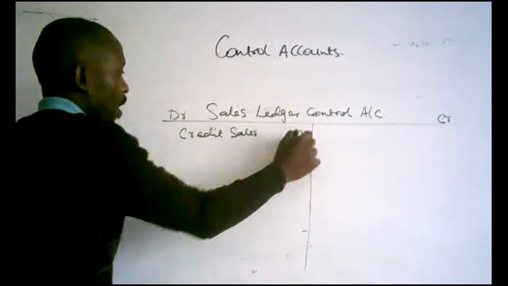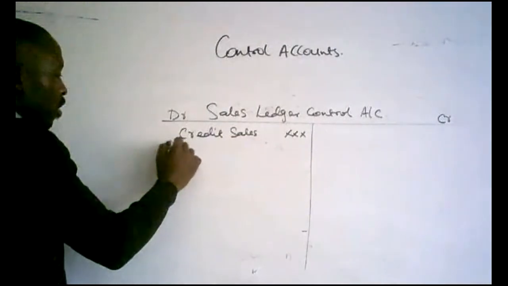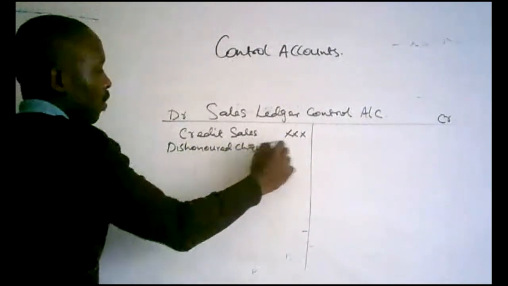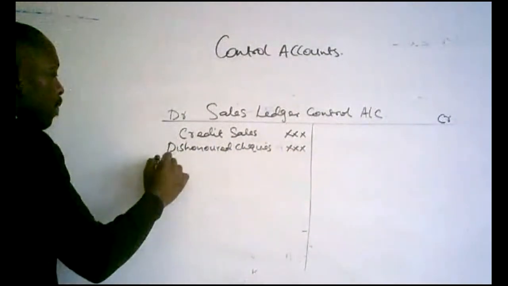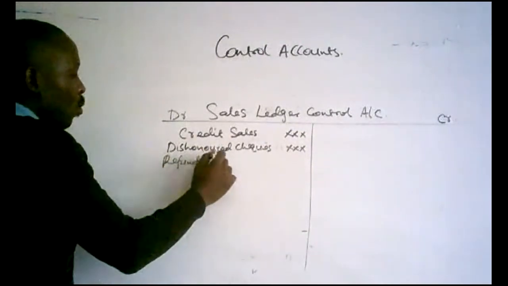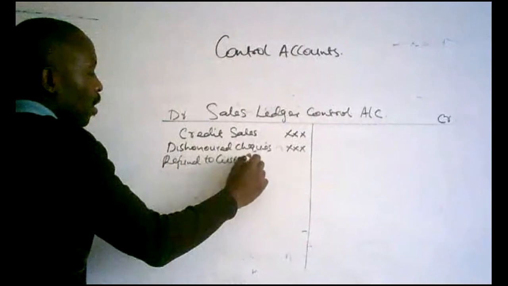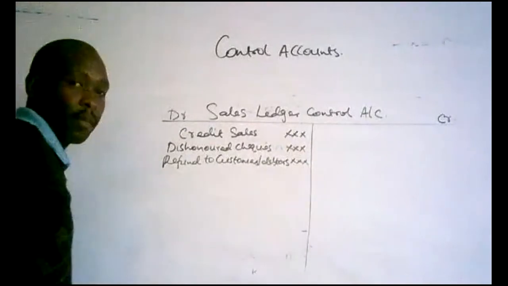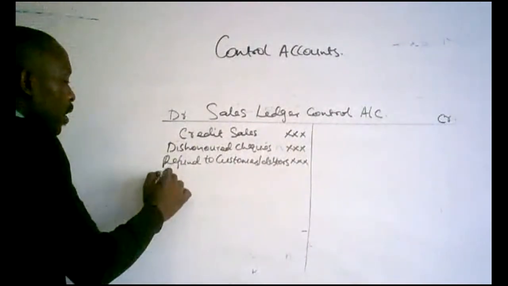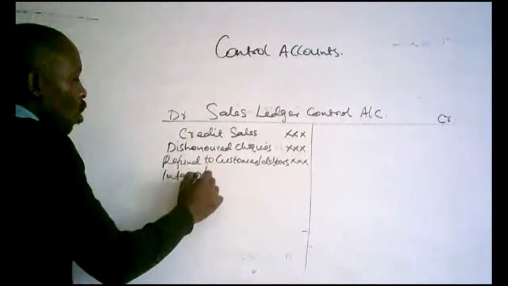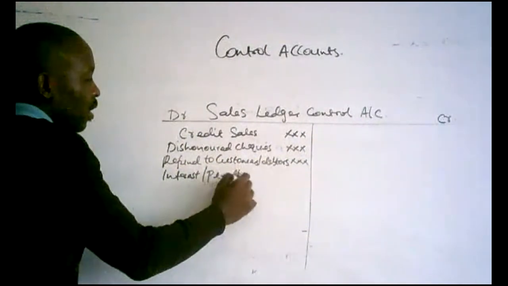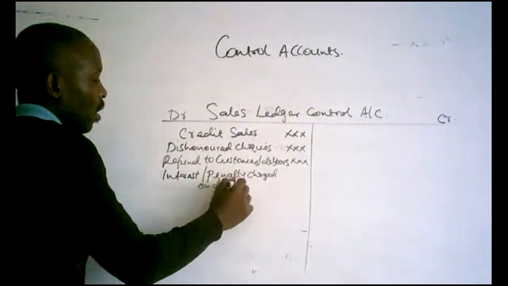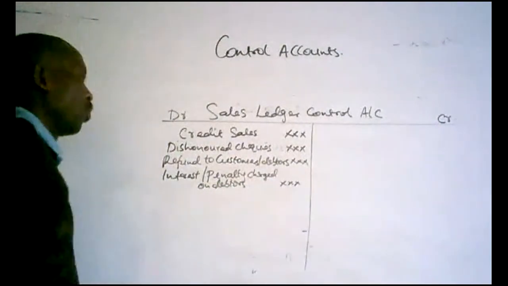You put the figure given there. Dishonored checks are also going to appear there. We have refunds to customers or debtors. Customers are the same as the debtors. You put the amount refunded there. And then we have interest or penalty charged on debtors. Those are going to be debited.